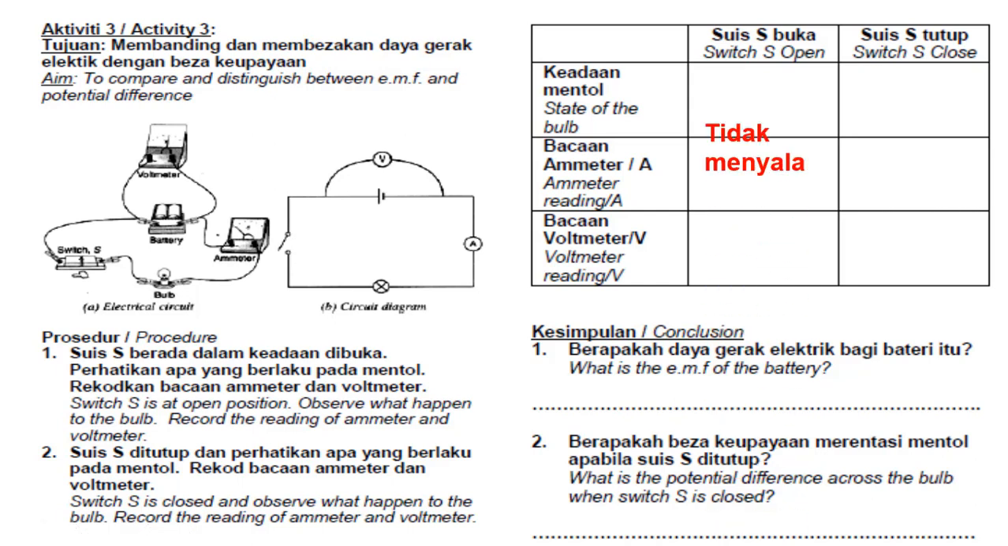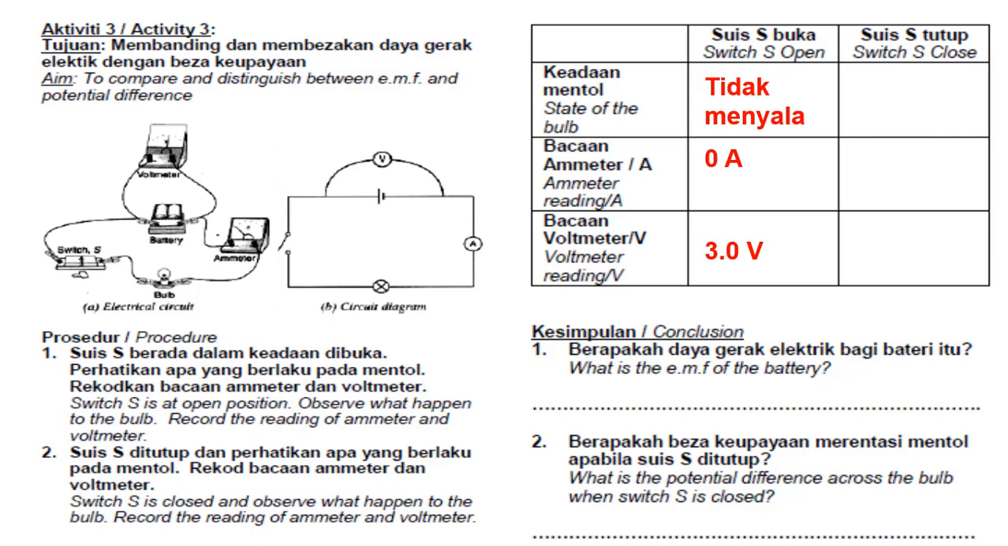Okay, we open the switch and we look at the bulb. The bulb will be off, right? It is off because there is no current flow. Then the ammeter reading is 0 ampere. And the voltmeter reading is 3.0 volt. Okay. Next, we will switch on the switch.